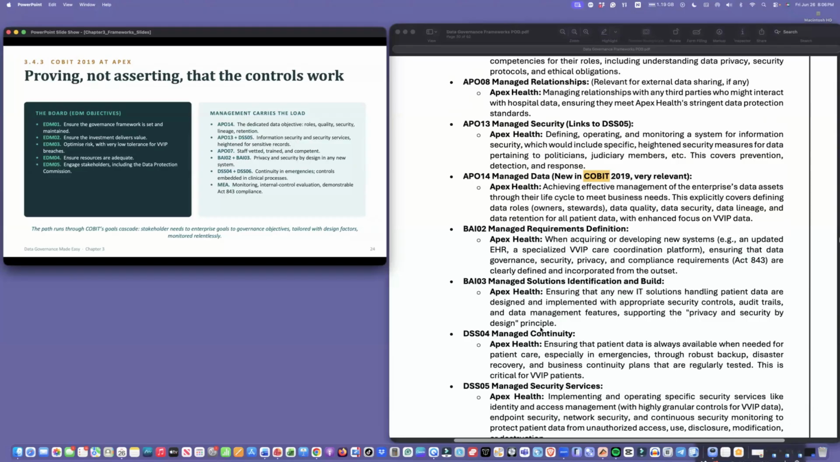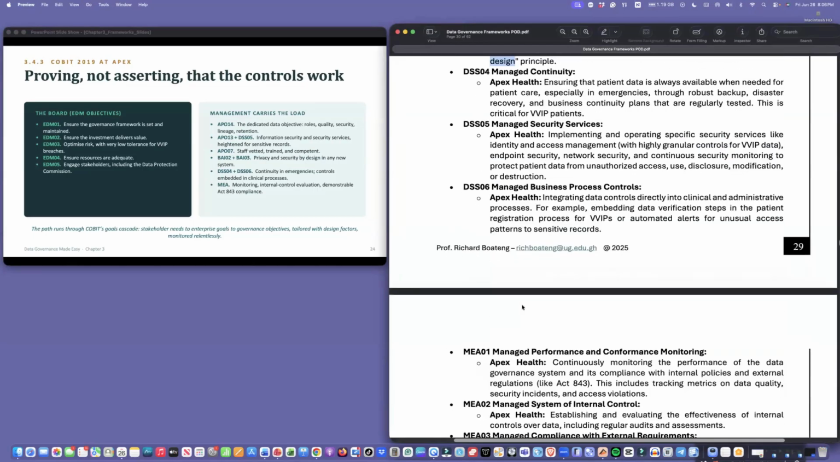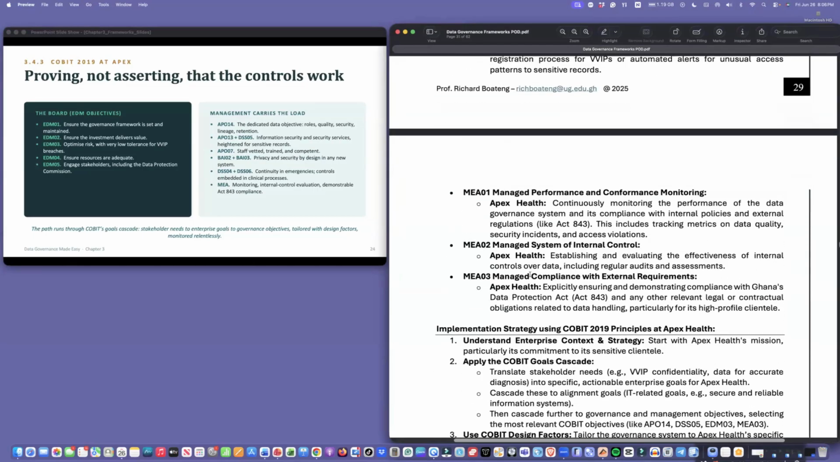Okay, so this is also picking principles from TOGAF, that when you are starting to develop a system, integrate data governance into it. Manage solutions, identification, and build. So ensure that any new IT solutions handling patient data are designed and implemented with appropriate security controls, audit trails, and data management features. This supports the privacy and security by design principle, so that at the design level, privacy measures and security measures are put in play. So it continues with quite a number of them up to the end, where you're managing compliance and managing internal control.